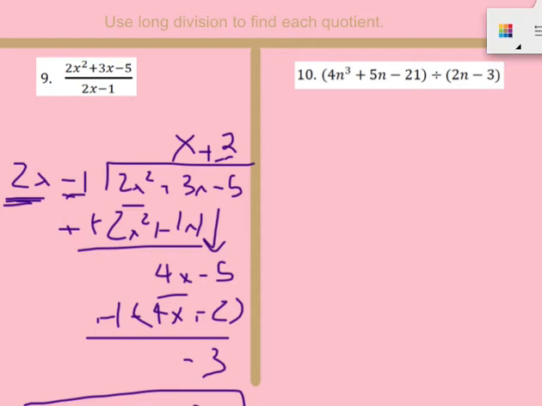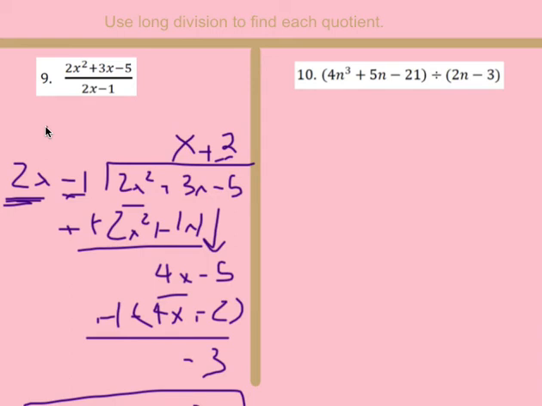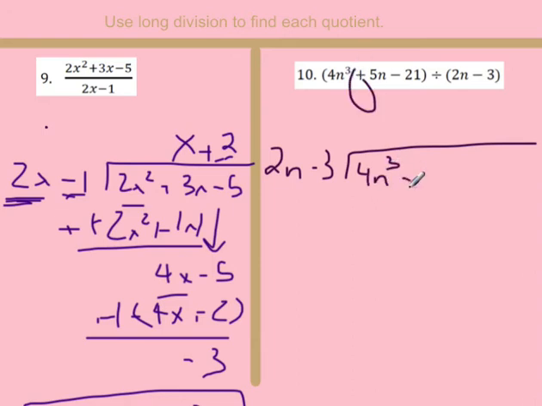Last but not least, let's take a look at number 10. Now, number 10 can be slightly tricky, okay, and I'm going to show you why. So on the outside, we have this 2n minus 3. Then on the inside, notice our largest is 4n cubed, but there is no squared term. So what I'm going to do is put a placeholder in for that squared term. I'm just going to write 0n squared, so I have a place for that squared term because I may need it, plus 5n minus 21. And now we're ready to rock.